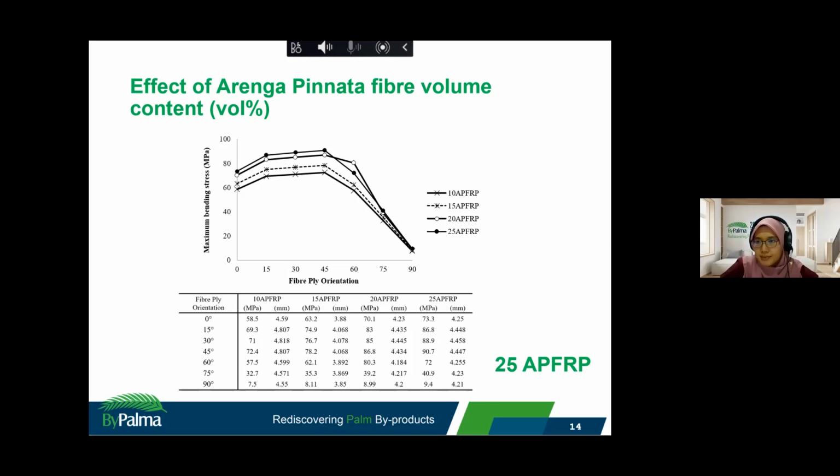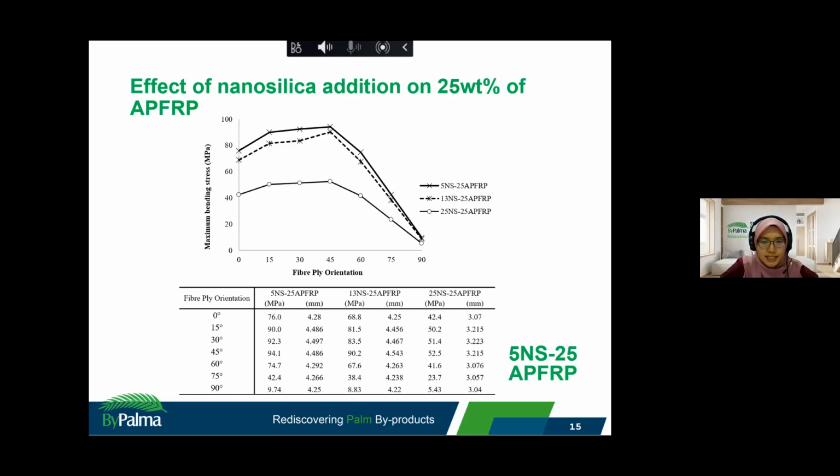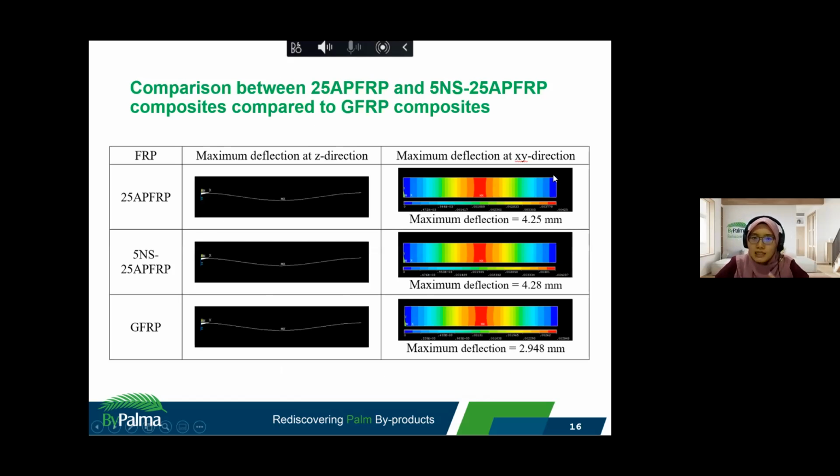Then we repeat the same steps of simulation using ANSYS for the addition of nanosilica to our 25 volume percentage of Arenga Pinnata. From this, we get the results that 5 weight percentage of nanosilica content in 25 volume fraction Arenga Pinnata gave us the maximum bending stress compared to the other two. So again, we took 25 APFRP and also 5 weight percentage of nanosilica content added to the 25 APFRP to be compared to the glass FRP composites.